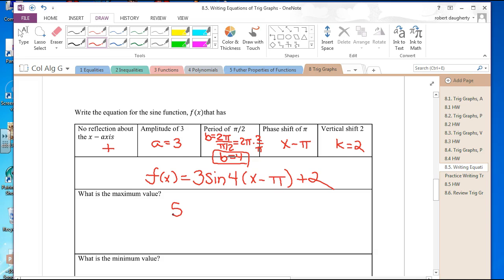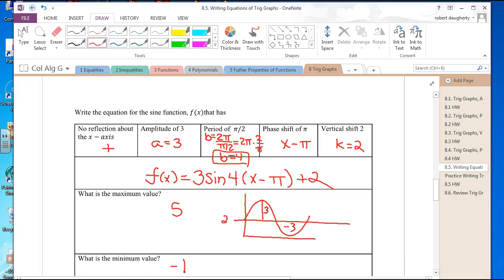So if you had trouble seeing that, we know that this graph is going to have a vertical shift of 2, and it's going to go something like this. This is going to have to go up 3, okay, because of the amplitude, if I know the maximum value is 5. And then what is the minimum value? So I'm at 2. How far down will it go? So what's 2 minus 3? -1. So the minimum value is -1.